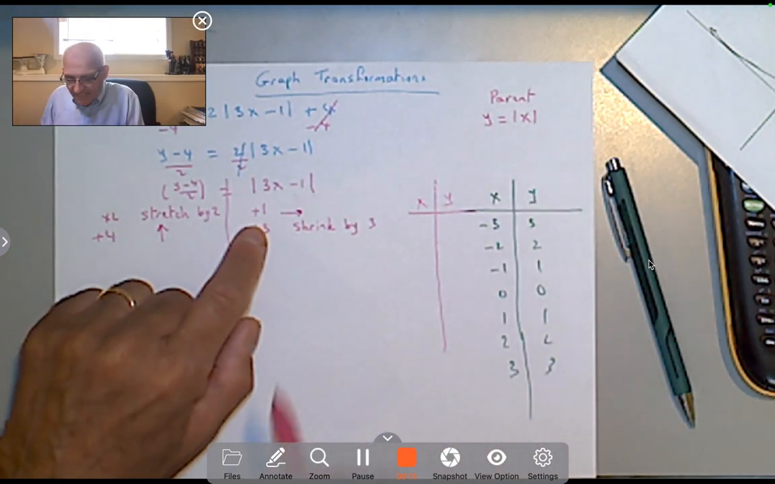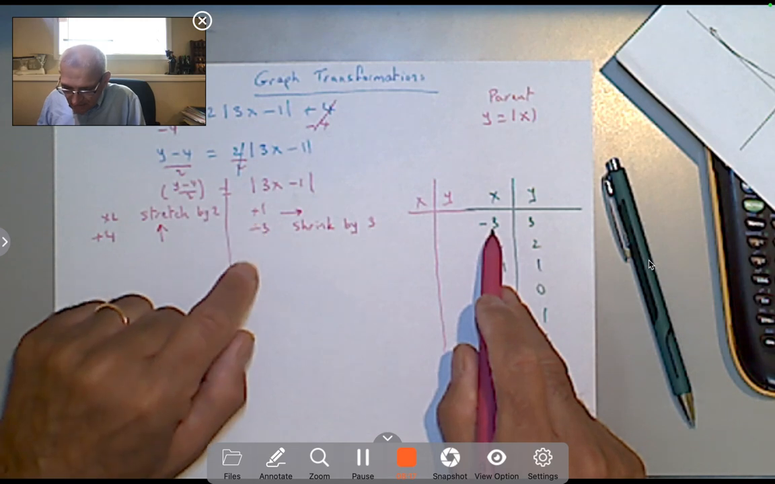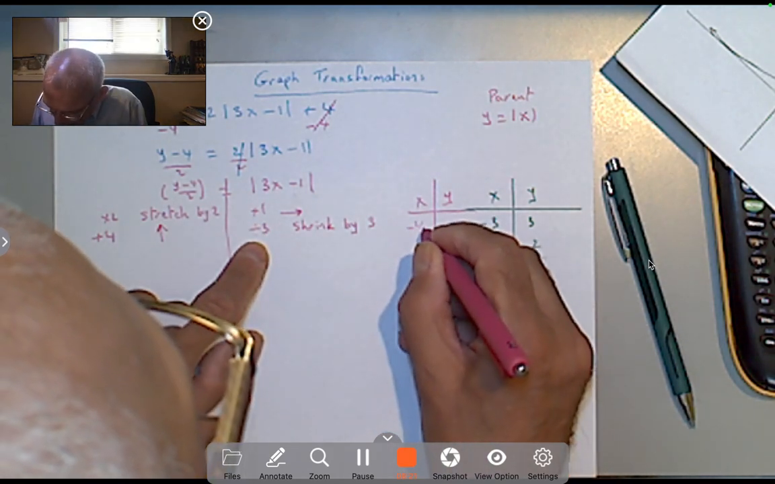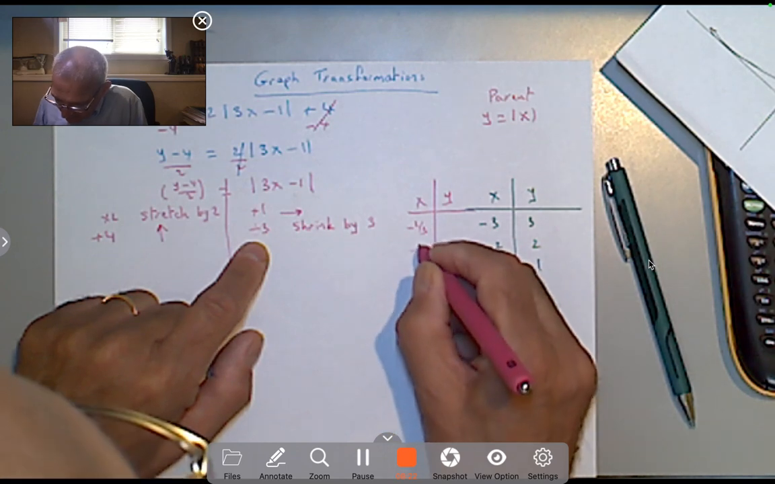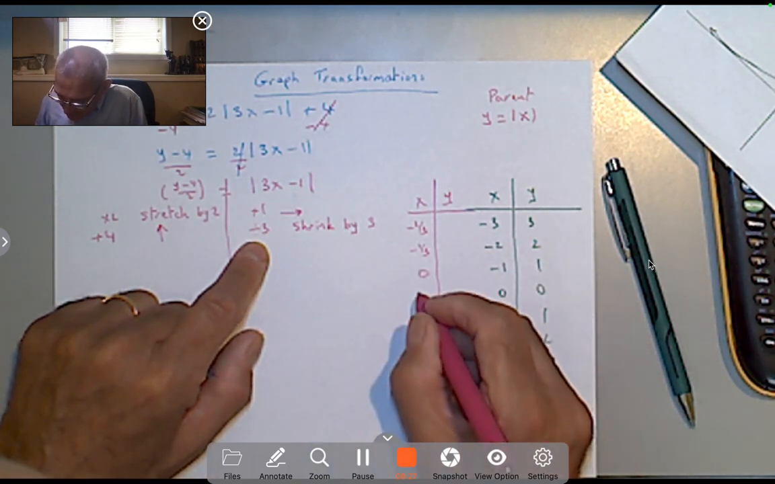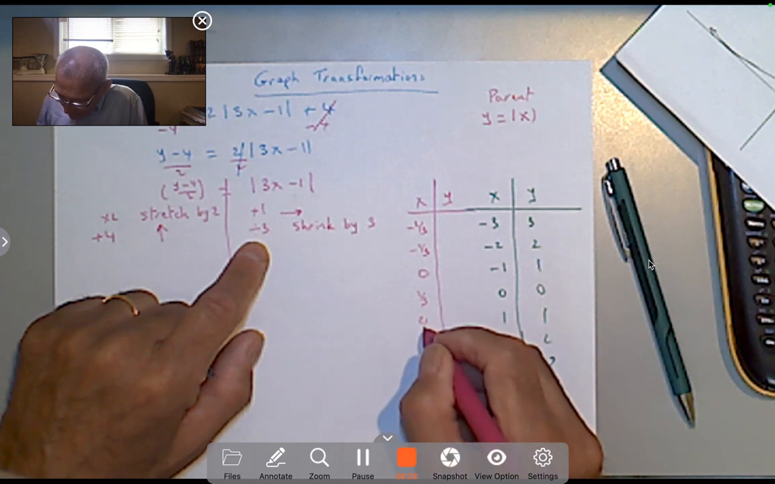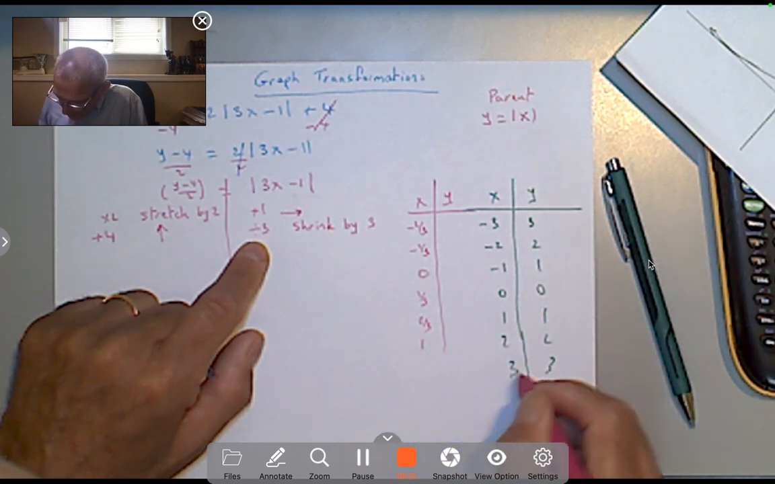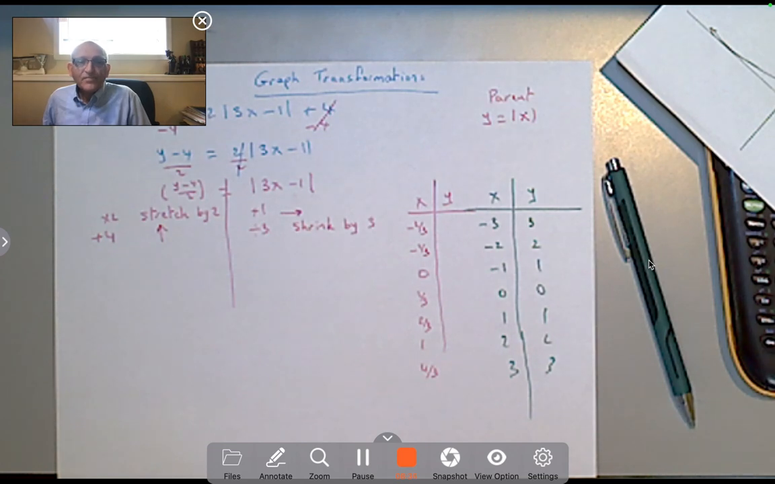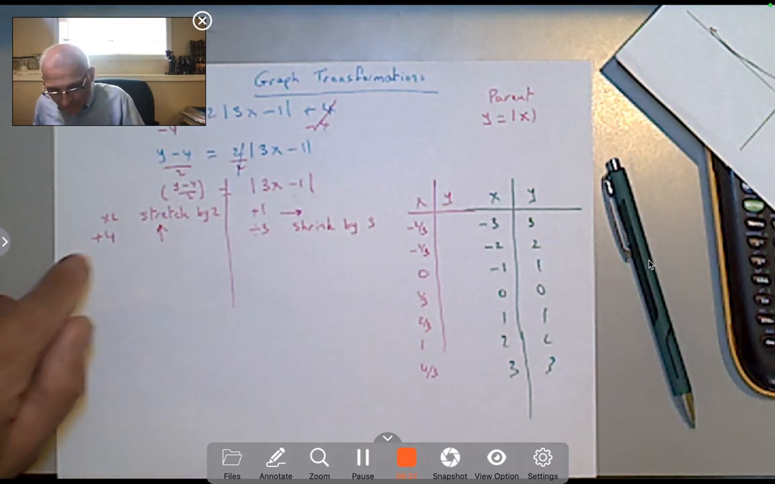What did I do to the x? I added 1 and then divided by 3. Add 1, it's -2, -2/3. Add 1, it's -1, -1/3. Add 1, it's 0, 0. Add 1, it's 1/3. Add 1, it's 2/3. Add 1, it's 1. Add 1 is 4/3. That's it. Now, what happens to the y?